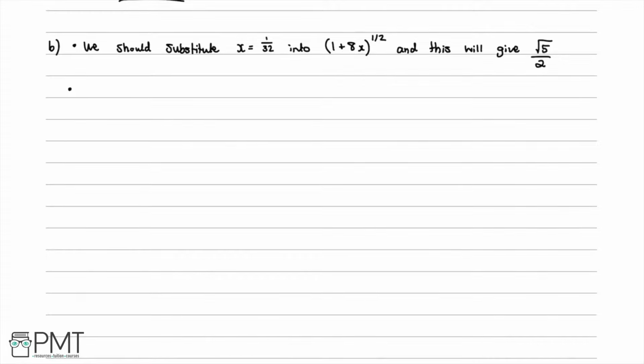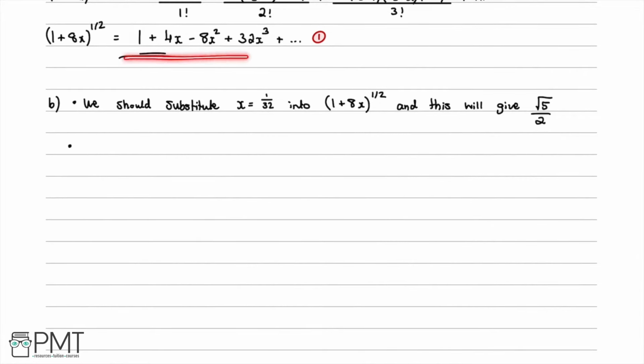So what we can then do is take our expansion, what we worked out in part A, so 1 + 4x - 8x squared + 32x cubed, and substitute in x equals 1 over 32. We then know we can multiply it by 2, and that will give us our approximation. And why do we multiply it by 2? Because putting this in here, we have root 5 over 2. So if we multiply by 2, we'll be left with root 5. So just writing this down, we should substitute in x equals 1 over 32 into 1 + 4x - 8x squared + 32x cubed, and then we multiply by 2.